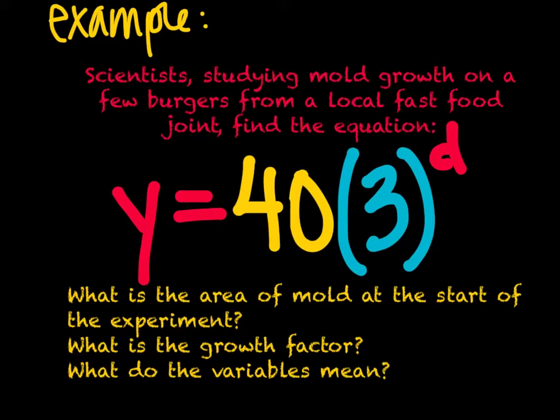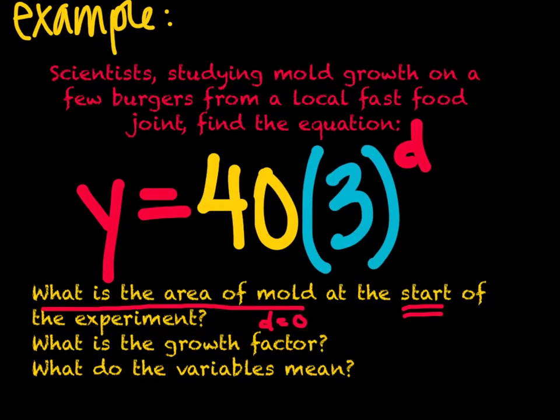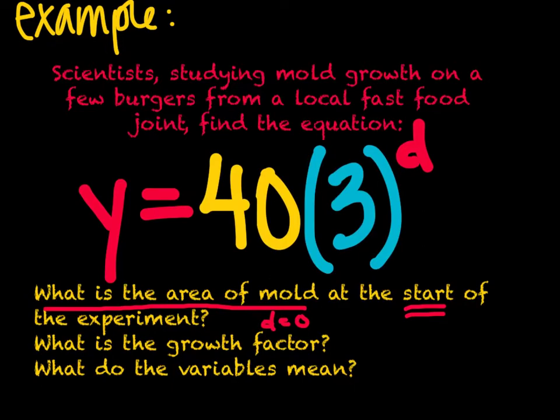So our first question that we need to ask ourselves is this. What is the area of mold at the start of the experiment? So the start of the experiment means no days have gone by, nothing has occurred. So if that's the case, d would have to equal 0. So if we had the situation where d equaled 0, we would rewrite this as 40 times 3 raised to the 0 power.